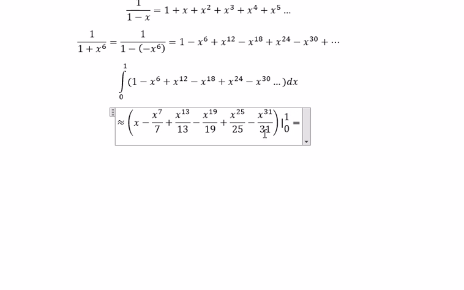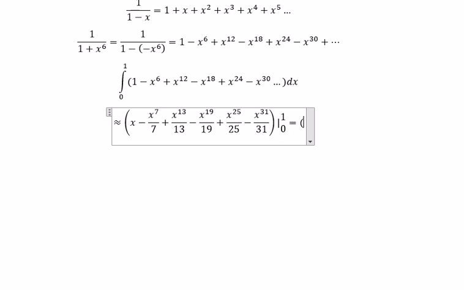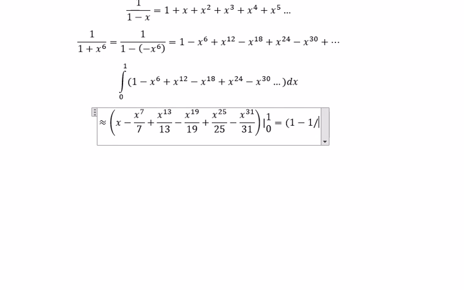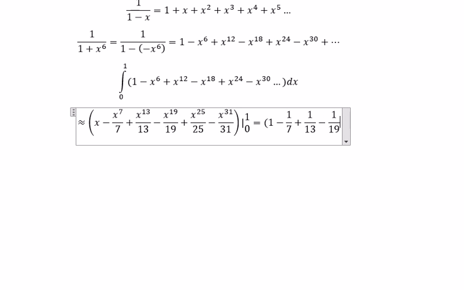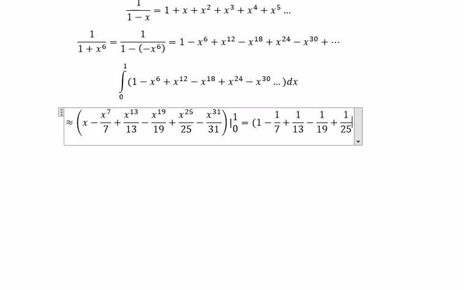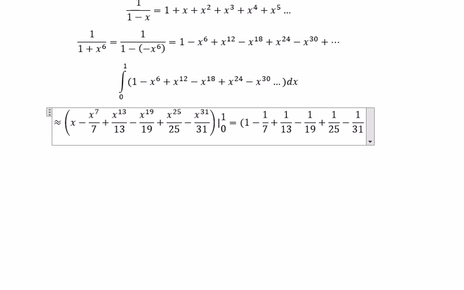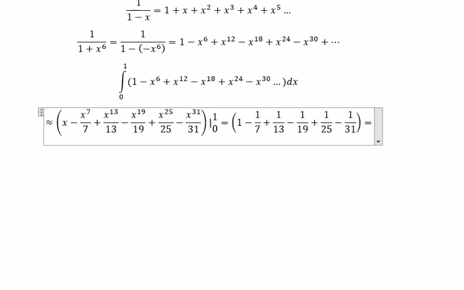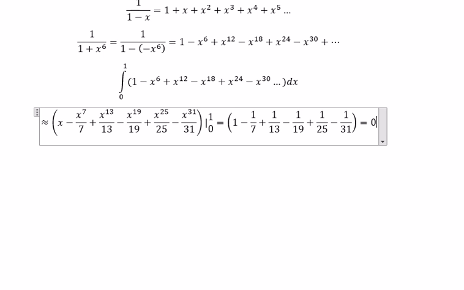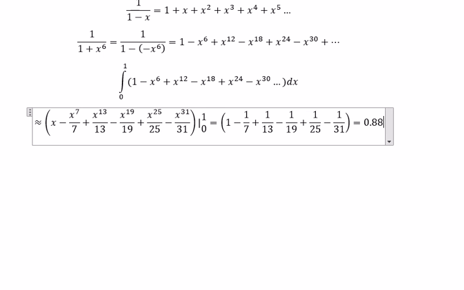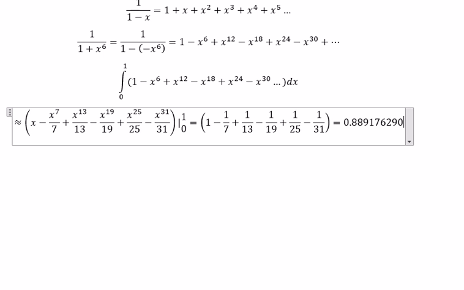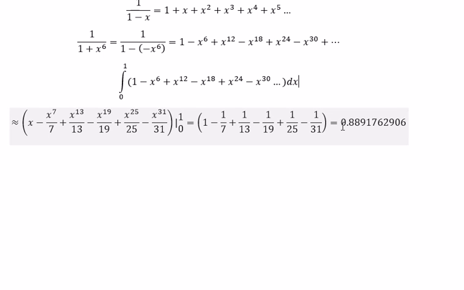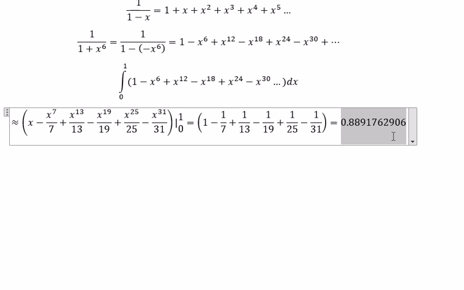We put number 1 and number 0 in here, and we just get 1 minus 1 over 7, plus 1 over 13, minus 1 over 19, plus 1 over 25, and the last one, 1 over 31. You get about 0.889176. And this is the number we need to find here. That's the end. Thank you for watching.